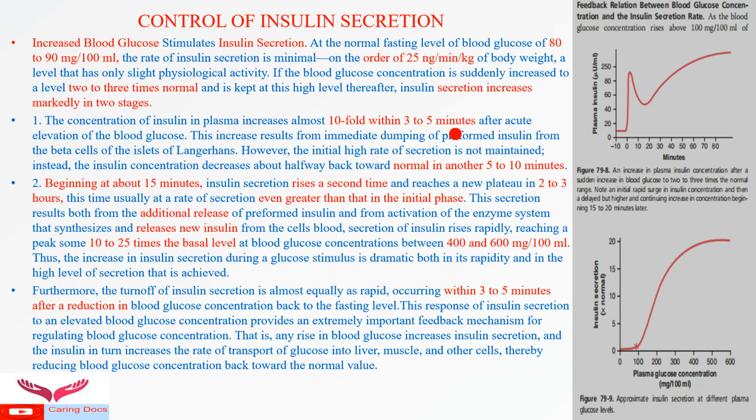So we can see within 5 to 10 minutes there is an increase in the plasma insulin level after the acute elevation of the blood glucose. This increase is because of the immediate dumping of the preformed insulin from the beta cells of the islets of Langerhans. However, the initial high rate of secretion is not maintained. Instead, the insulin concentration decreases about halfway back towards normal in another 5 to 10 minutes.